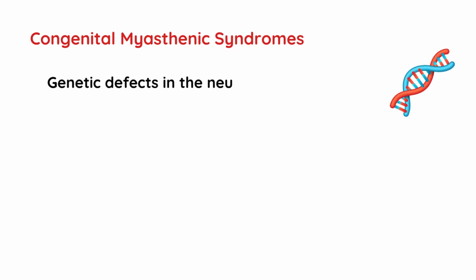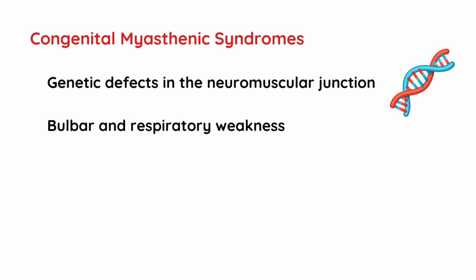Congenital myasthenic syndromes are rare causes of neuromuscular transmission failure. These patients do not have anti-AChR antibodies. These disorders are caused by genetic defects in the presynaptic, synaptic, or postsynaptic components of the neuromuscular junction. All of them are characterized by weakness. Bulbar and respiratory weakness are common. These syndromes have been associated with sudden death in infancy in severe cases.